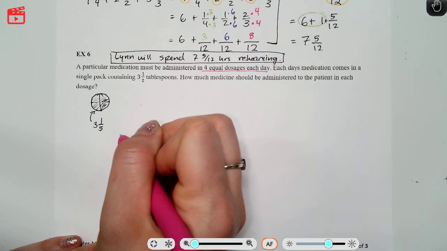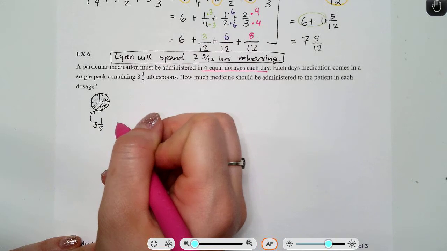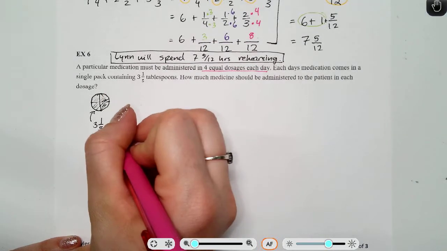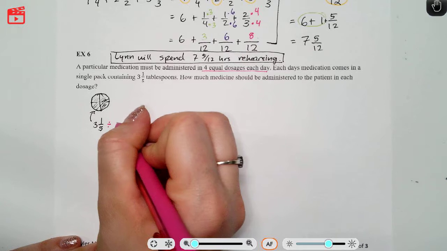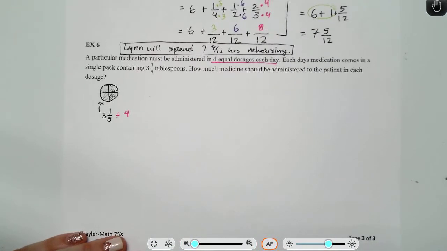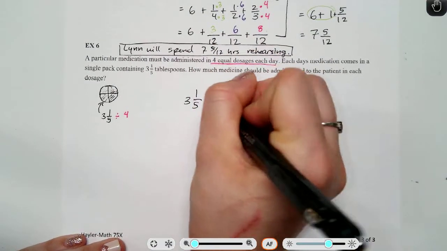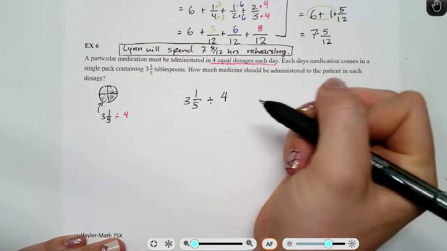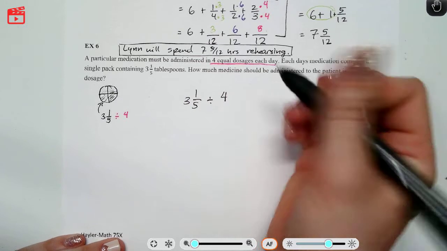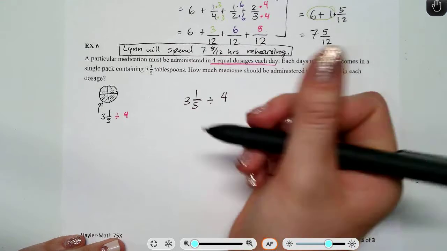Well, what does splitting mean? Splitting is dividing. You know, if you're splitting people up, you're dividing up the group or something. So we want to split the 3 1/5 into 4s. Okay, so there we go. That is our expression. 3 1/5 divided into 4s. Okay, so how do we solve this? This is the division problem.